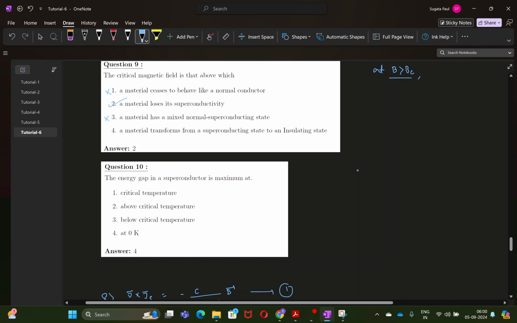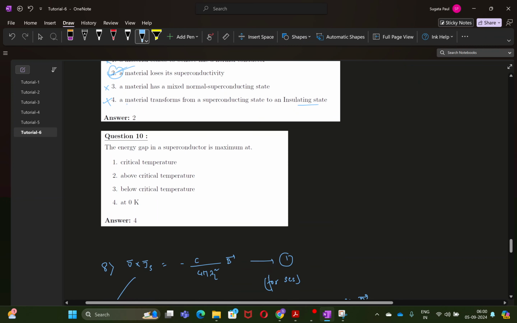Number 4 says that a material transforms from a superconducting state to an insulating state above Hc. This is also not correct, because when you cross Hc, you go from a superconductor to a normal conductor, not an insulating state. So this is also false. Only option number 2 is right. So this is also done.